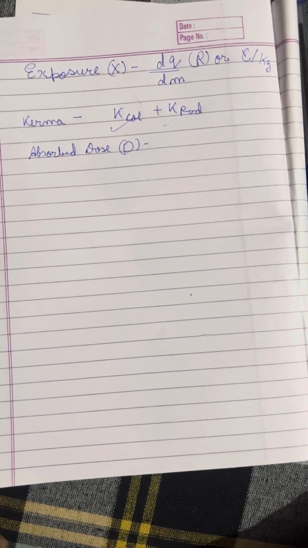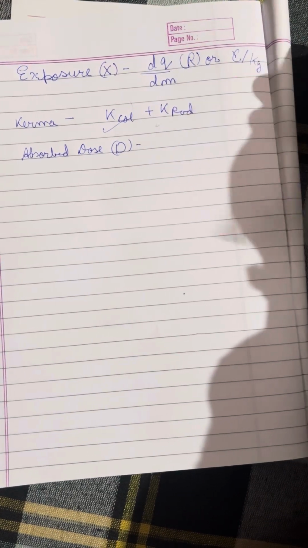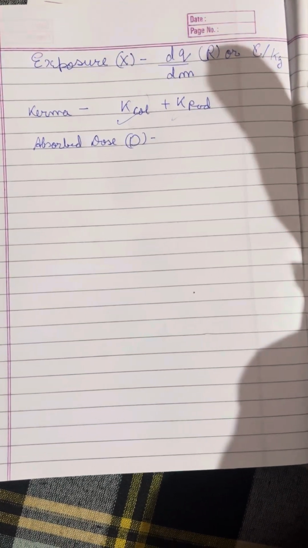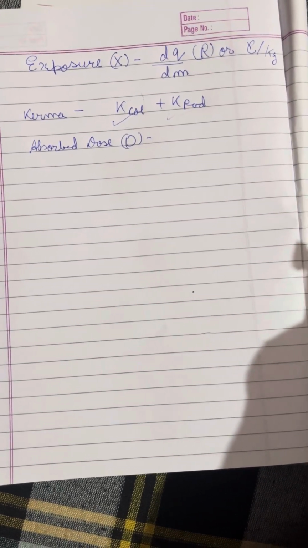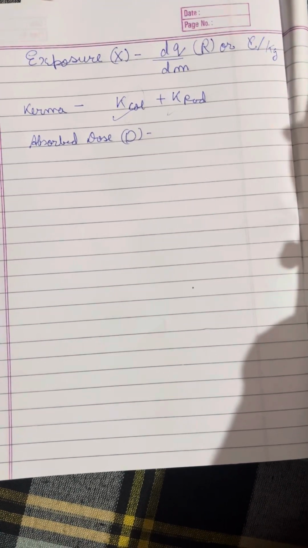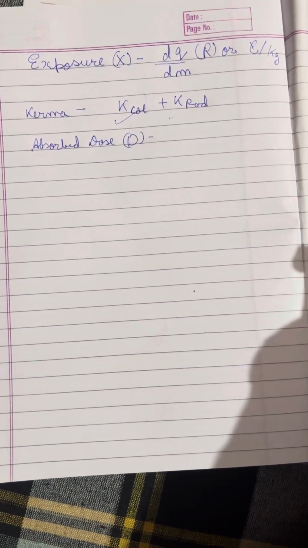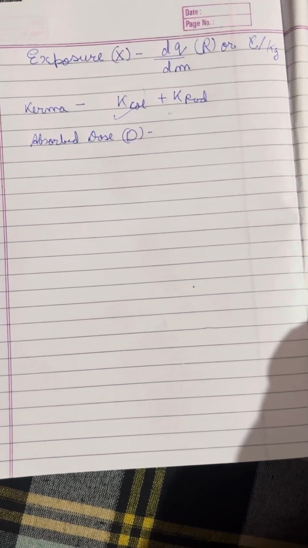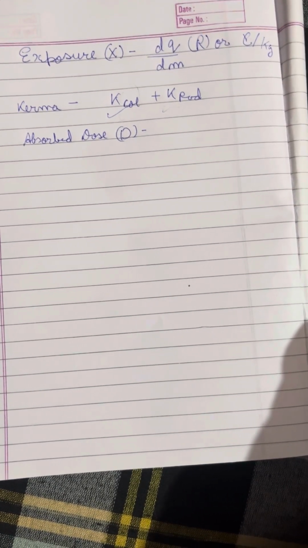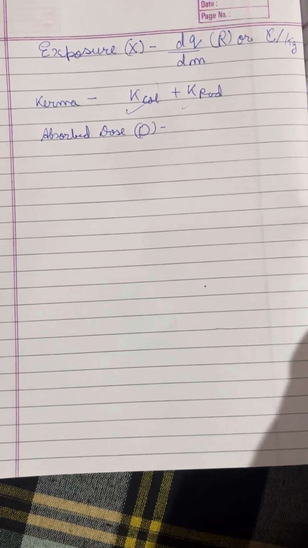In the same way, exposure is the amount of radiation, and absorbed dose is the quantity that the medium receives. The benefit of absorbed dose is that it is applicable for directly ionizing radiation as well as indirectly ionizing radiation. Exposure and Kerma are only applicable for indirectly ionizing radiation, but the absorbed dose is also applicable for directly ionizing radiation such as electrons. Thank you.